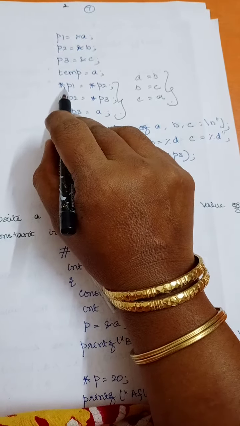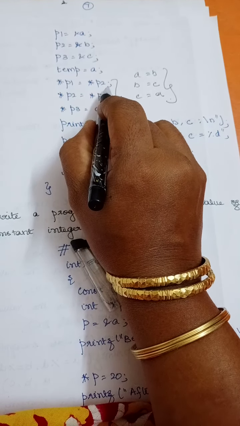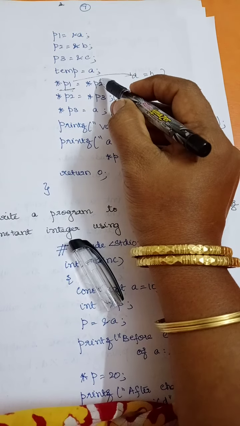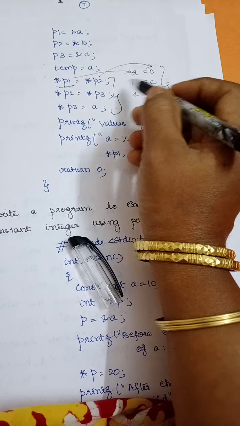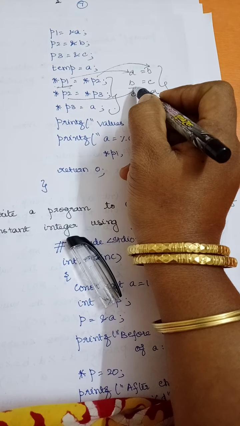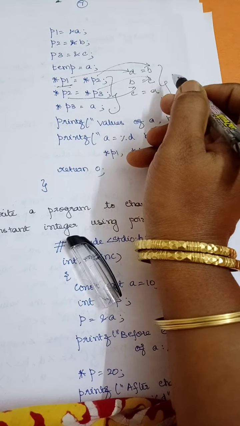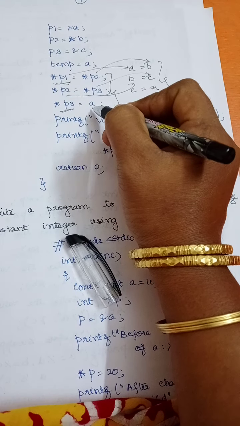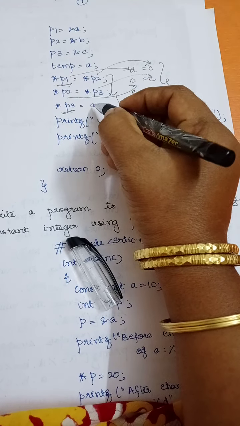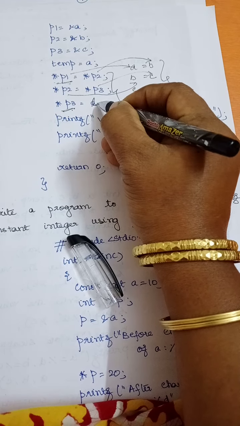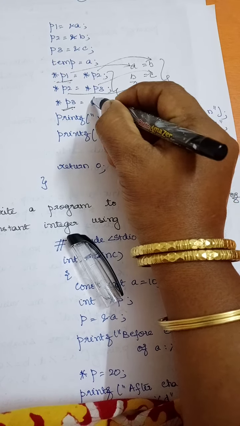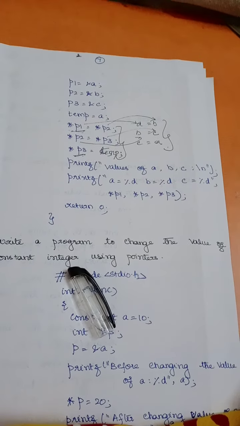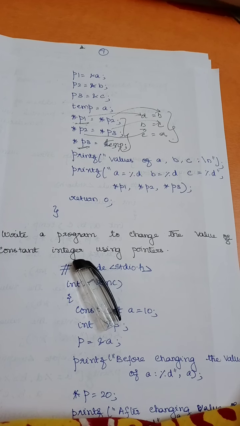So I have used what? Star P1 equal to star P2. Star P1 refers to what? Refers to the value of A. And star P2 refers to the value of B. Similarly, star P3 refers to the value of C. And here star P3 refers to C, I am directly, here I need to write what? Temp. So I cannot write A because A is being changed. Right? So here I need to write temp.